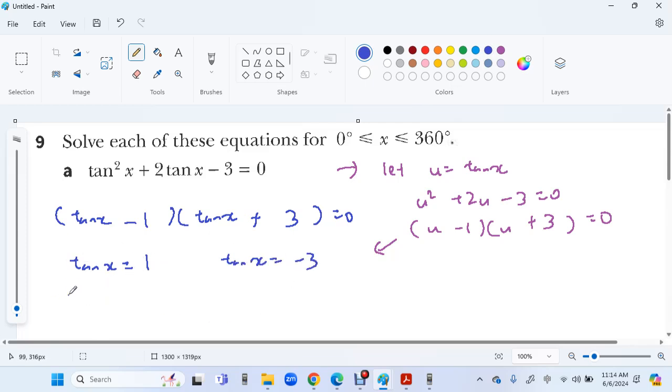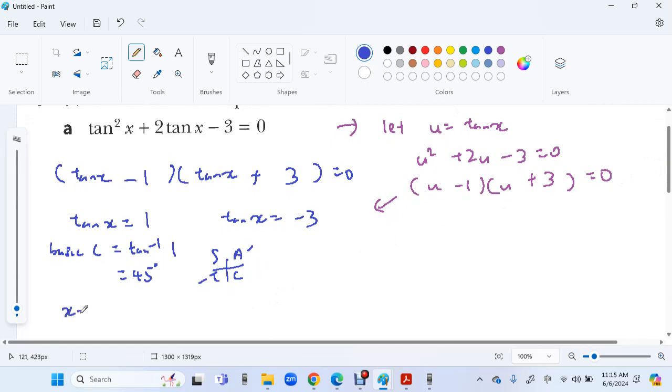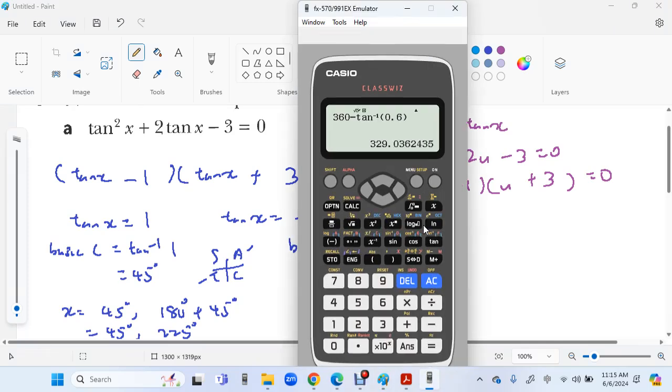So the basic angle will be the arctangent of 1, which is 45 degrees. So we have the ASTC, tangent positive will be the first and the third quadrant. So x will be 45 degrees and 180 plus 45 degrees, which is 45 degrees and 225 degrees.